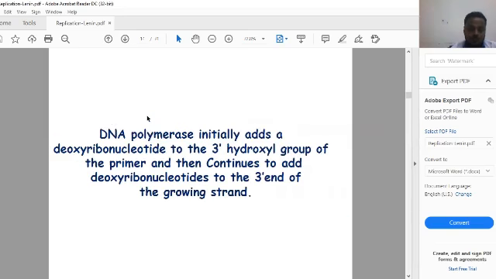The DNA polymerase initially adds a deoxyribonucleotide to the 3' hydroxyl group of the primer and then continues to add deoxyribonucleotides to the 3' end of the growing strand. So the DNA polymerase synthesizes in the 5' to 3' direction of the growing strand.